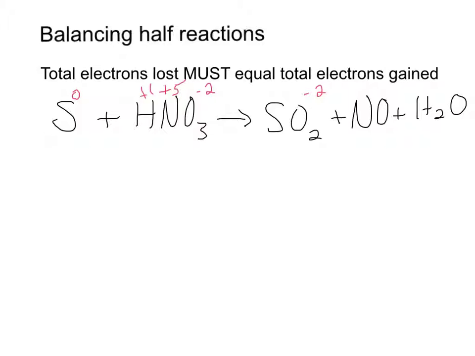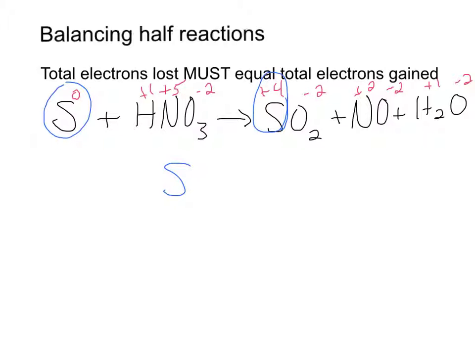And then on the product side, the oxygen is part of a compound, so it's going to be -2. I have 2 of those, so that's a total of -4, which means the sulfur has to be +4. And then NO, the oxygen's -2, so the nitrogen has to be +2. And in water, H is +1, O is -2. All right, once we've done that, the next step is to see what is changing. So sulfur is going from 0 to +4, so sulfur is changing.